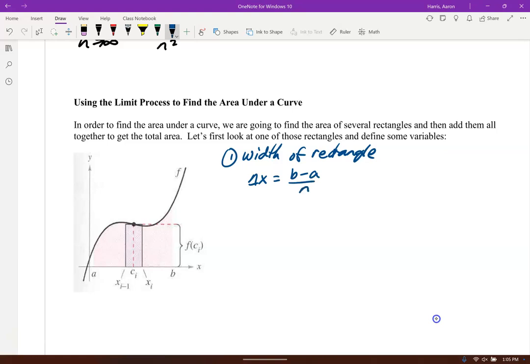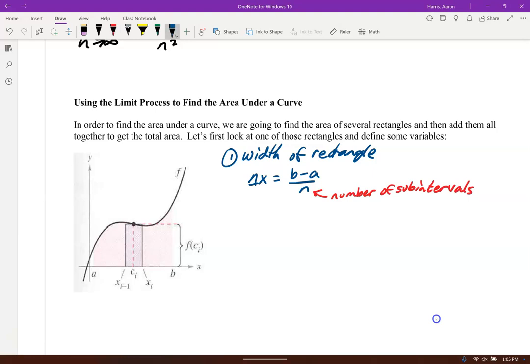If you're going from a, notice we're going from a up to b, right? So it's b minus a all over n. N is our number of subintervals. So this is, in other words, how many rectangles I have. That's how many rectangles I have. N is the number of subintervals.